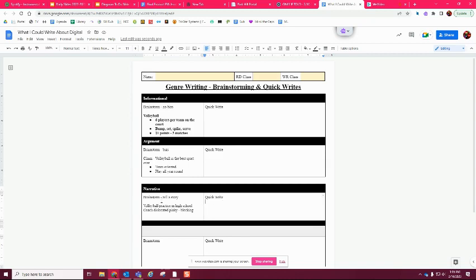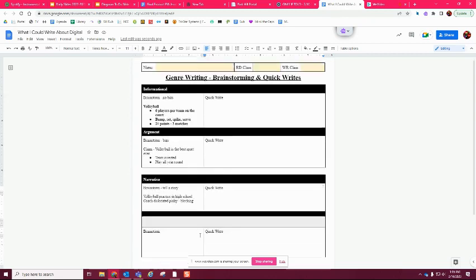Okay, so then what you'll do is after you have that brainstorm here, you're going to set another 2-minute timer and do a 2-minute quick write for narrative. Again, it should be 3-ish lines. So then at that point, you have now done all 3 different types of writing for your topic.